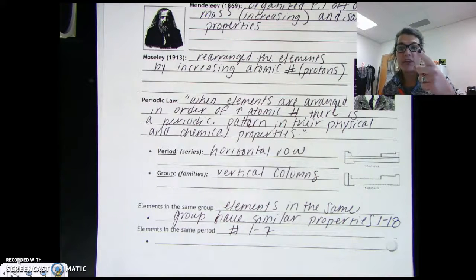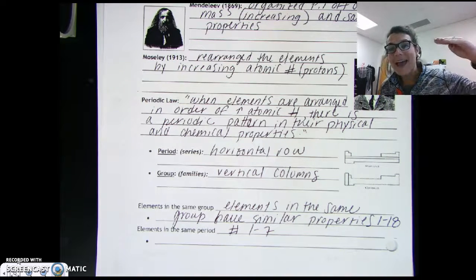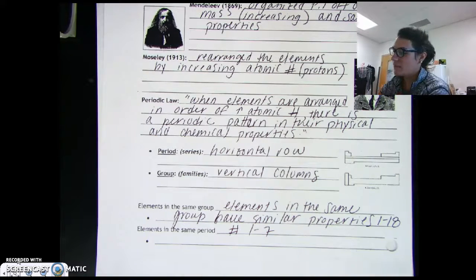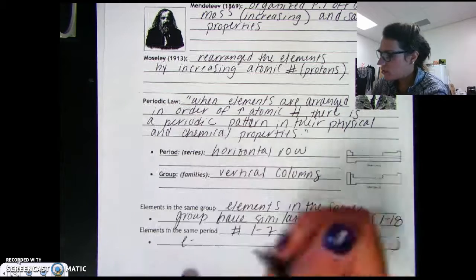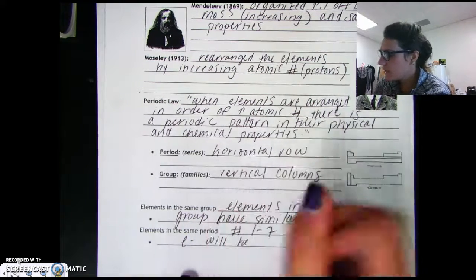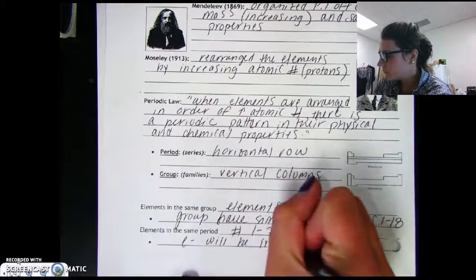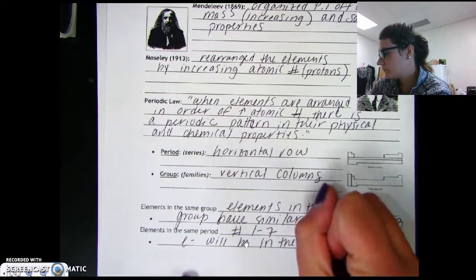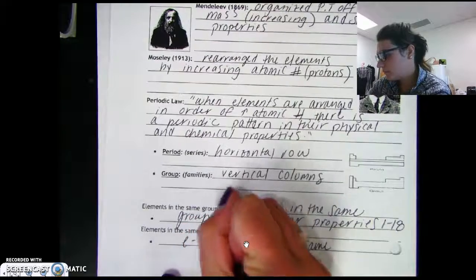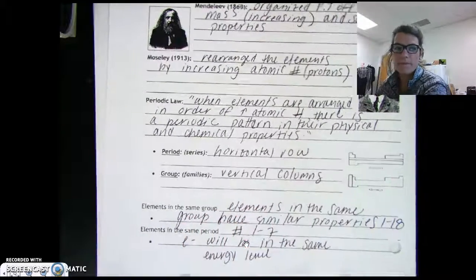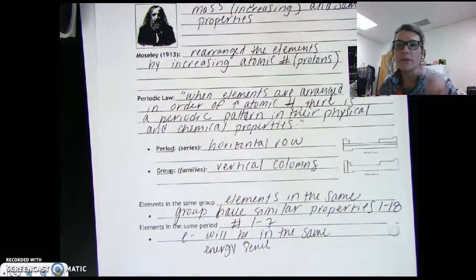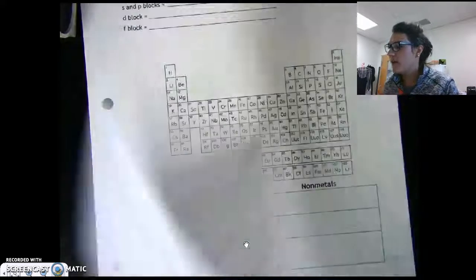However, based off of electron configuration, which you know how to do, their electrons will be in the same energy level, right? Because the S and the P will be in the same. So let's make a note of that as well. The electrons will be in the same energy level. Okay? So elements in the same group, similar properties. Elements in the same period, not similar properties, but their valence electrons will be in the same energy level. Okay? So that's the first thing we're going to talk about.